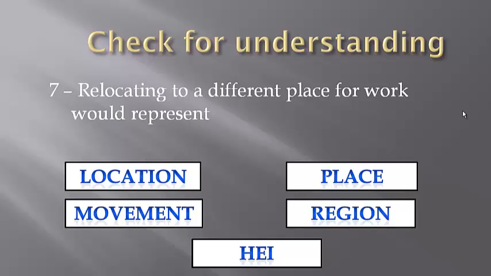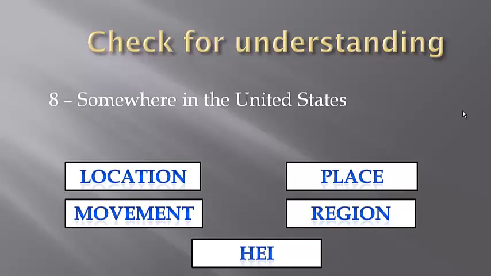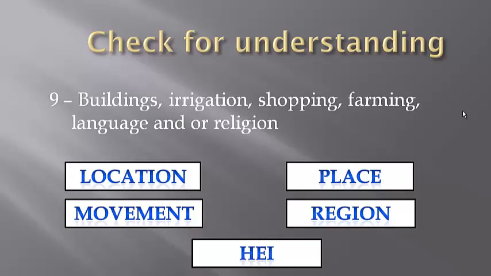Number 7, relocating to a different place for work would represent, correct, movement. Number 8, somewhere in the United States. This would be location. By saying that it's in the United States, we have eliminated all other possibilities on the globe. We know it's not in Europe, it's in the United States. Now, we may not know exactly where in the States, but we have narrowed our search down to a geographic region.